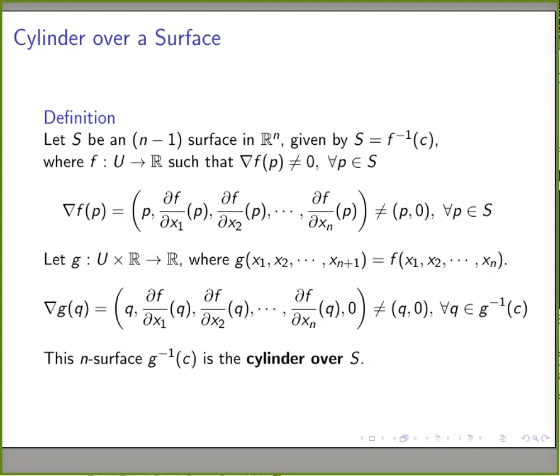Since partial derivatives of f are non-zero at all the points on S, at least one of the partial derivatives of g is also non-zero for any point on g inverse c. So we have a function and we have g inverse of c, and for any point on g inverse c, this function g is regular. Therefore, g inverse of c is an n surface, and this n surface is defined as the cylinder over the surface S.